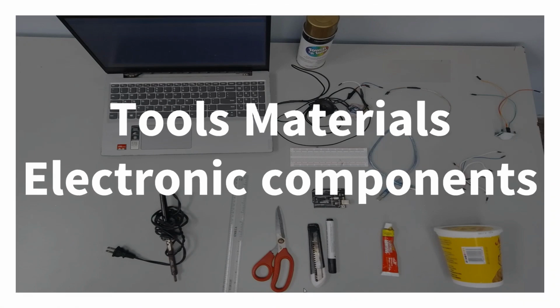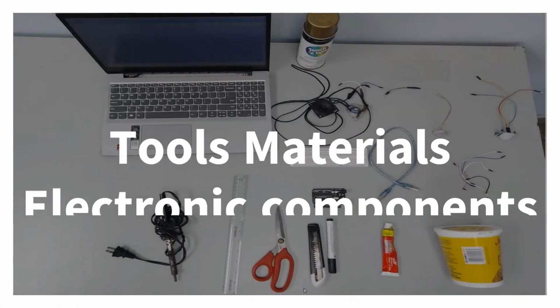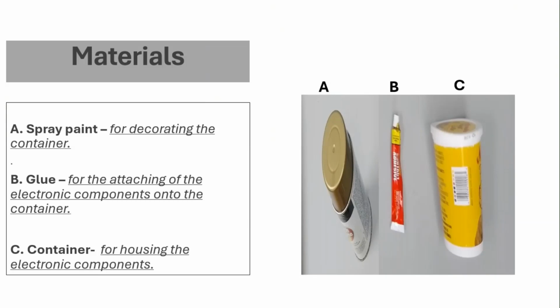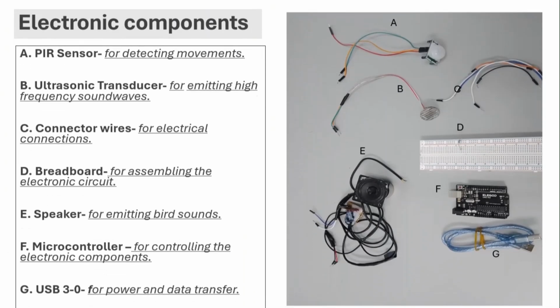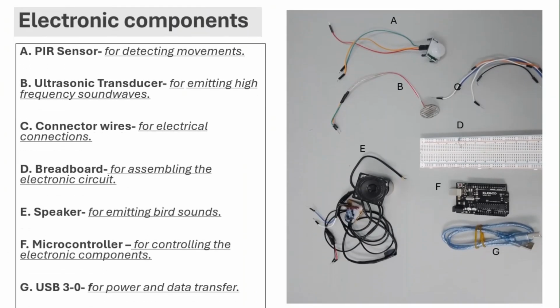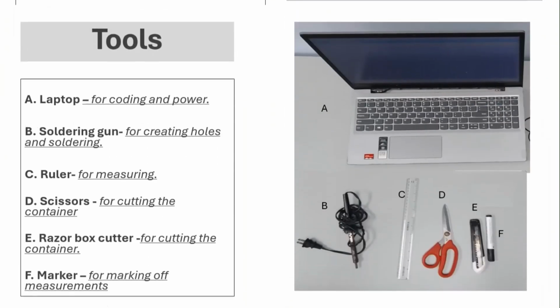Here is a list of tools, materials, and electronic components used to build the robotic deterrer. Please pause the video to review each item and its function. Then press play to continue watching.